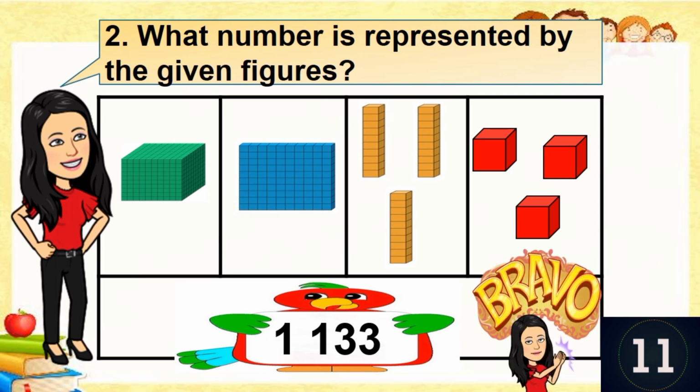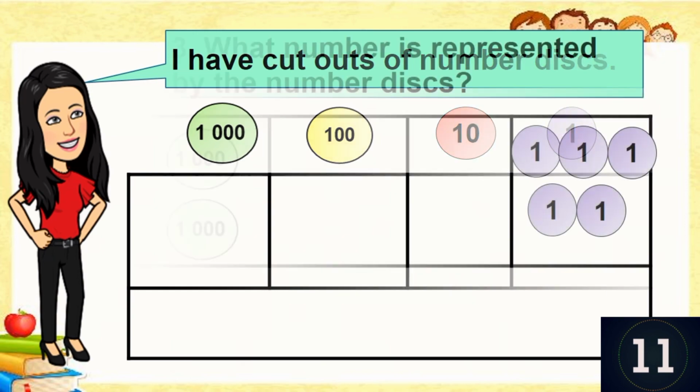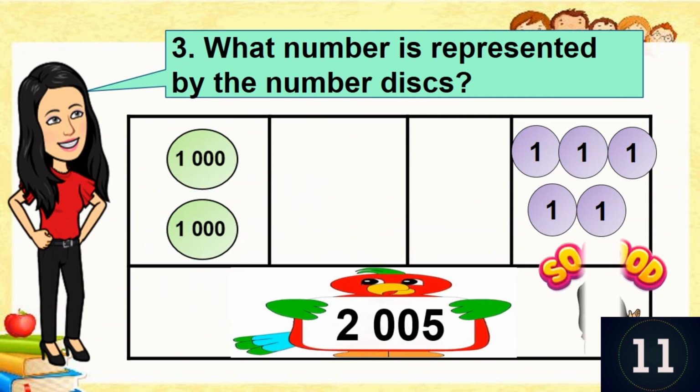1,133. Bravo! Next, I have cutouts of number discs 1,000, 110, and 1. My third question is, what number is represented by the number discs? Timer starts now. Time's up. The correct answer is 2005.